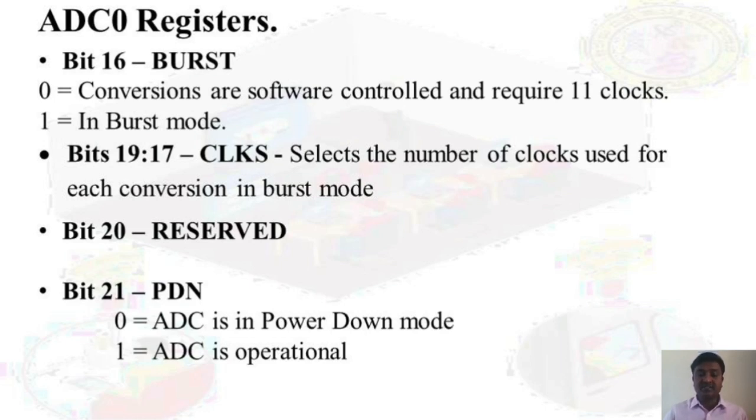Bit number 20 is reserved. Bit number 21 is PDN, the power down mode. If the value is set to 0, the ADC is in power down mode. If the value is set to 1, the ADC is in operational mode.